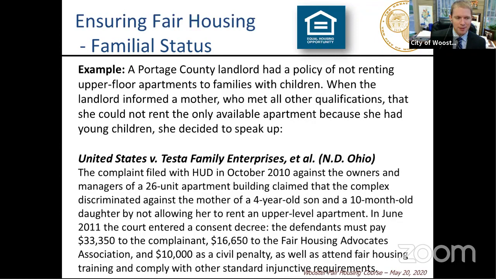Ultimately, the defendants had to pay $33,350 to the complainants, $16,650 to the Fair Housing Advocates Association, and $10,000 as a civil penalty. And there was also an education requirement, with having to attend fair housing training.